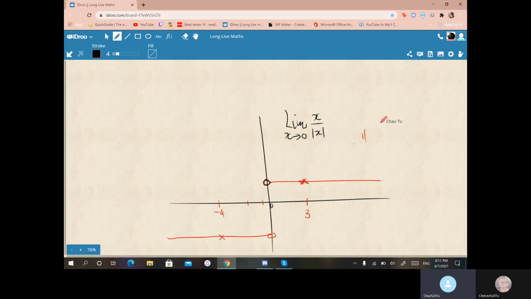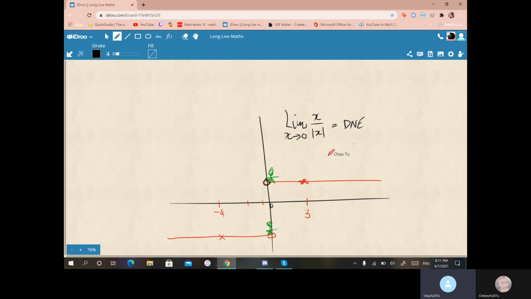Yes. Now I would ask you, what is the limit as x heads towards 0? So the two sides don't see each other. What's the limit? DNE, because the two people don't meet. Okay, so we say the limit does not exist.